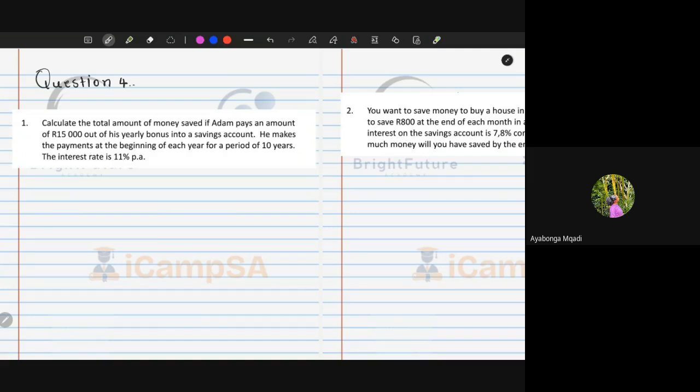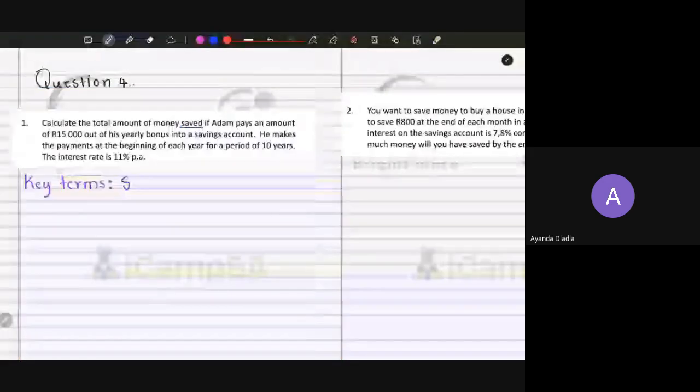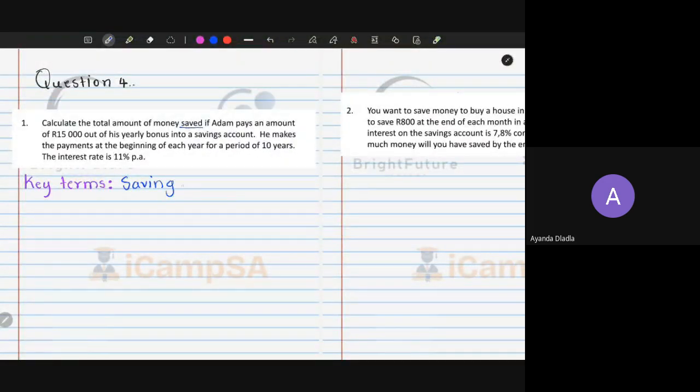On point. Thank you, guys. So what is the key term that you guys picked out here? I need you to go and look for the key terms here that you were able to pick out. Savings. On point. So one of the key terms is we can clearly see that Adam is doing some saving there. What is another key term that you see here?